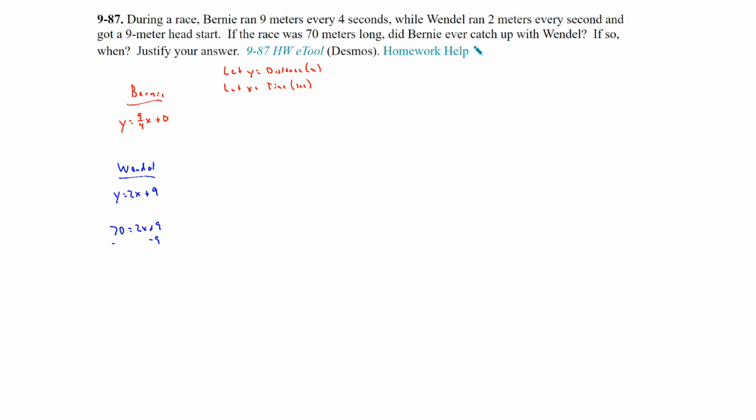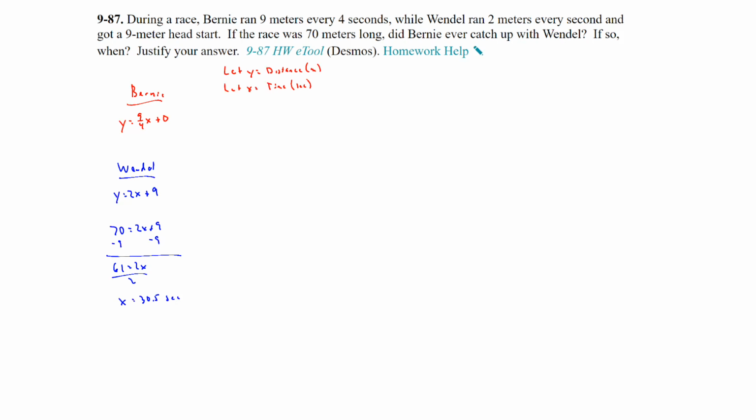Solve for that. Subtract 9. 61 is equal to 2x, divided by 2, and x is equal to 30.5. And that's in seconds. So that's how long it took Wendell to finish the race if they ran for 70 meters.